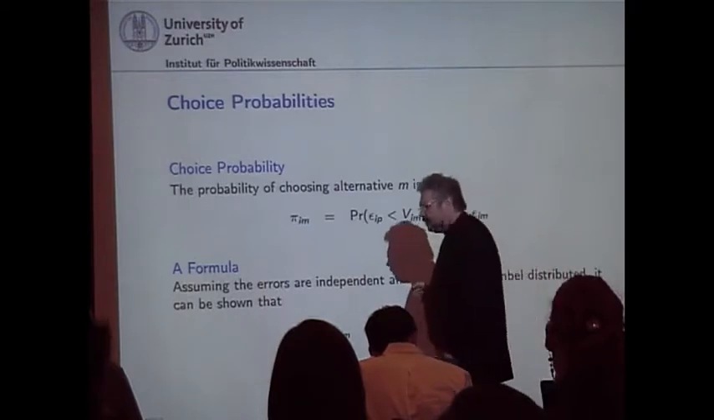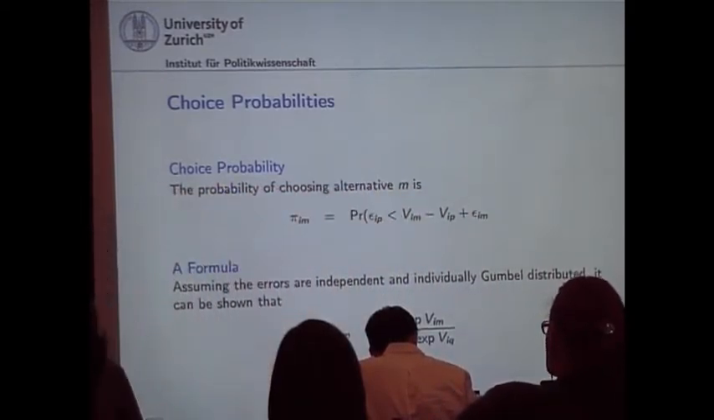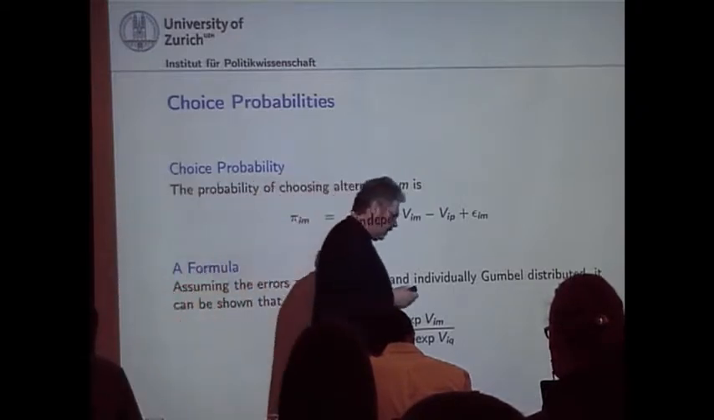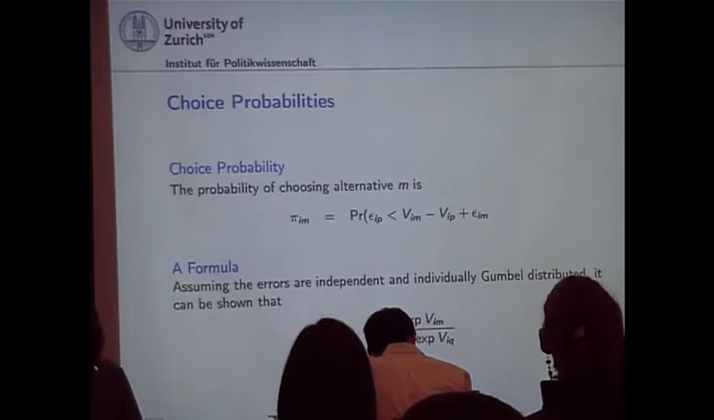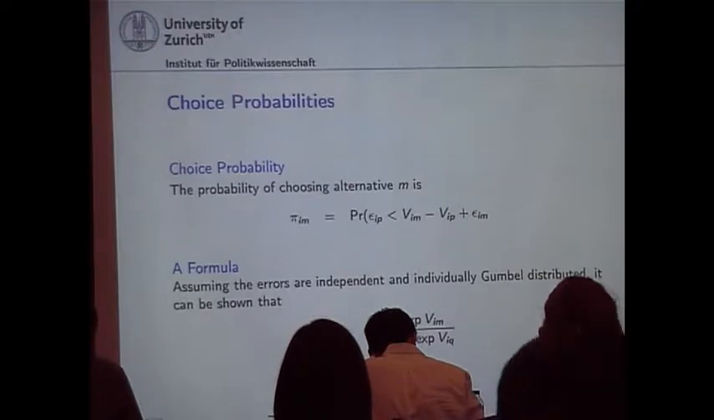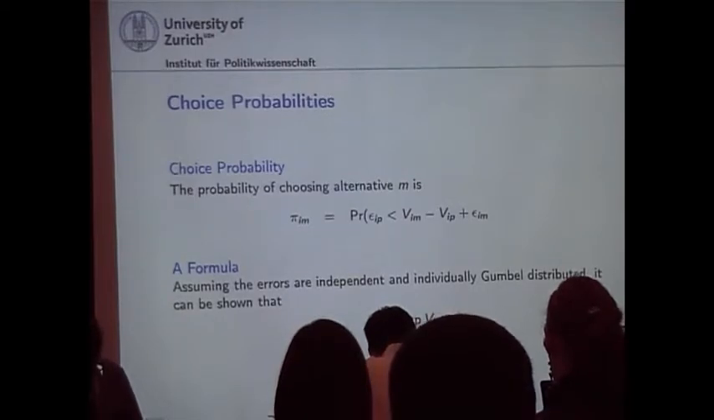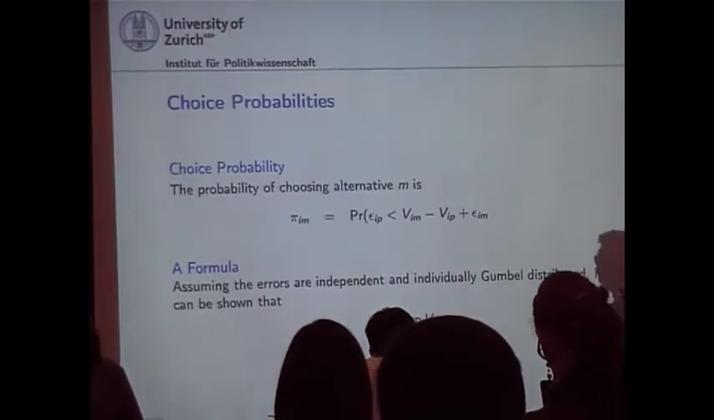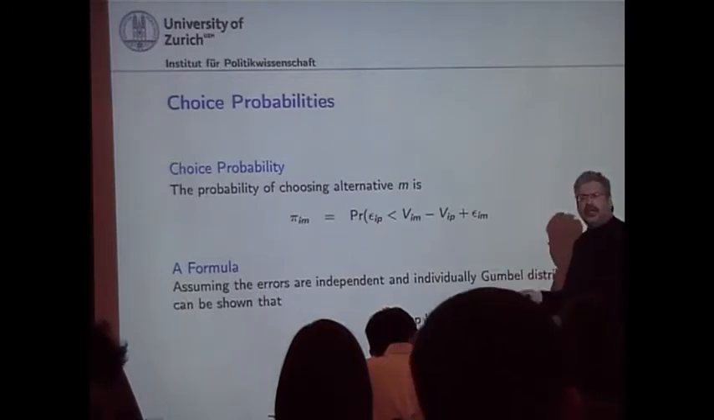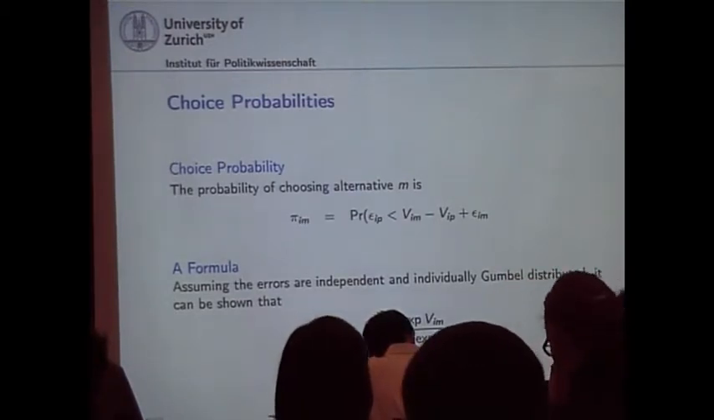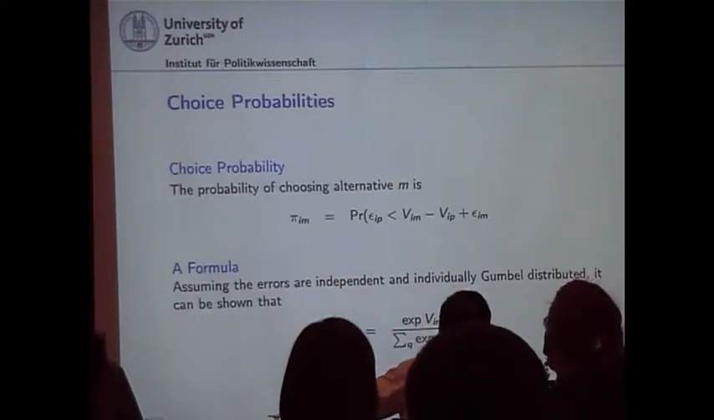And now we have to make some assumptions, and this is where the difference between these three types of models starts to come in full force. Because we need to make some assumptions about the distribution of the epsilons to actually work out what this probability is. And the key thing that these logit models assume is that these errors, epsilon IP and epsilon IM, are independent from one another. That is really what drives this IIA.